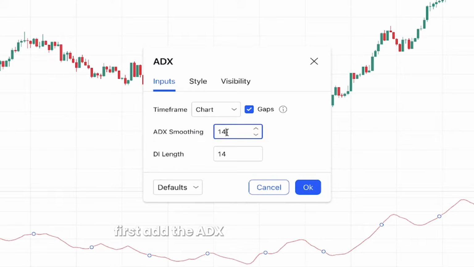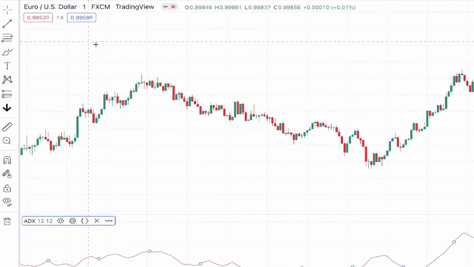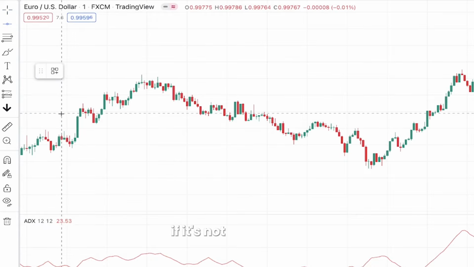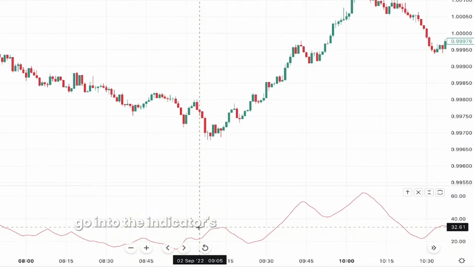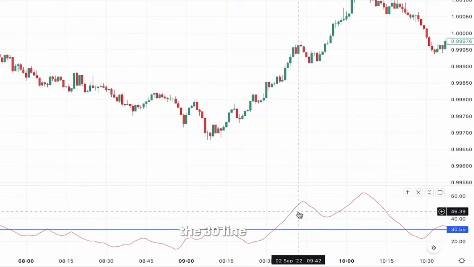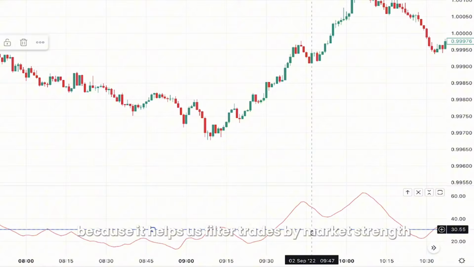First, add the ADX indicator to your chart. When you bring up ADX, adjust 2 key settings. Set the smoothing period to 12 and the length to 12 as well. Then, add a horizontal line at the 30 level on the ADX indicator. If it's not already there, go into the indicator's coordinate settings and set it manually. The 30 line is crucial because it helps us filter trades by market strength.